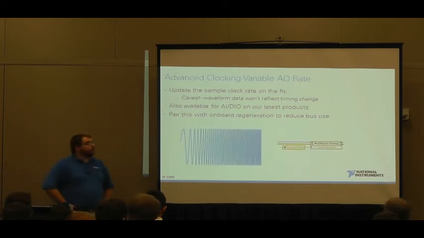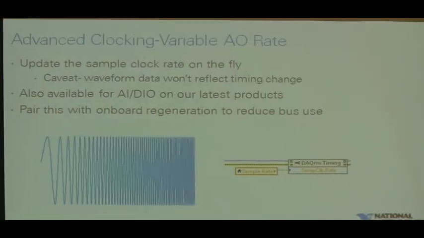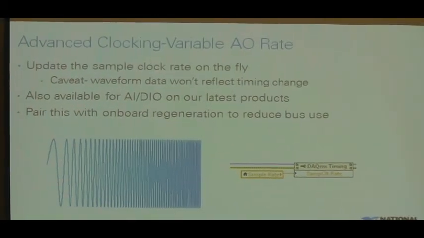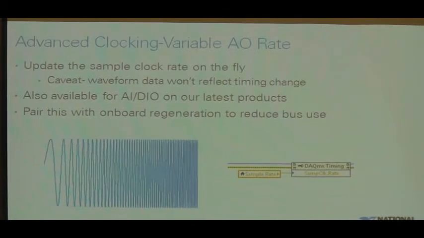So now we've got some cool features for analog output. The first one is doing variable rate analog output. Normally you think of a task, you set up your sample rate, you write some data into the buffer, and then you start clocking it out, and you don't mess with it from that point on. A little known feature is that we can update that clock rate on the fly.